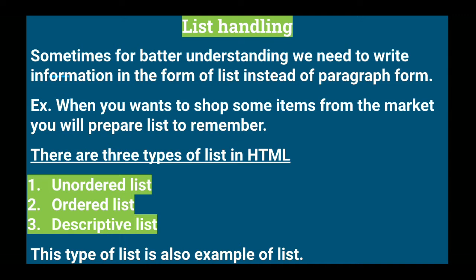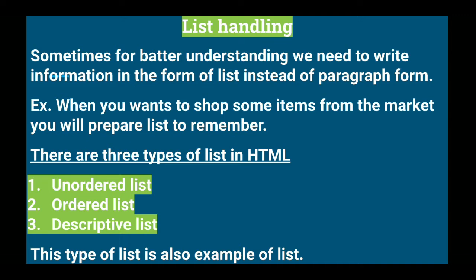There are three types of list in HTML. First, ordered list, second, unordered list, and third, descriptive list. So these types of lists are available in HTML, and this also I have written in the form of a vertical manner along with the numbers. So this you can also consider as an example of a list.